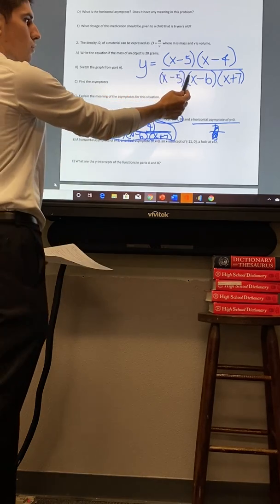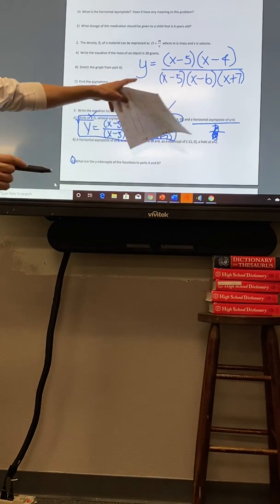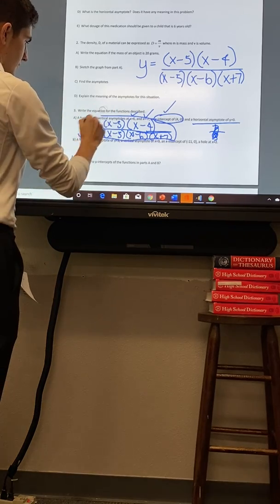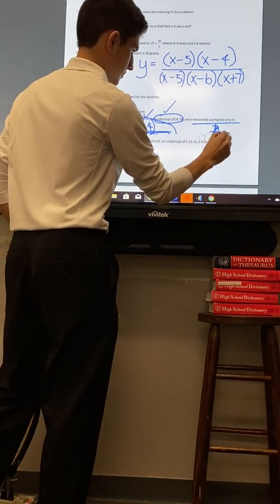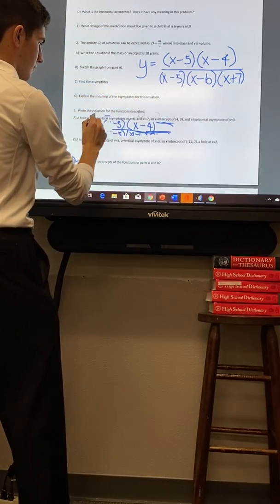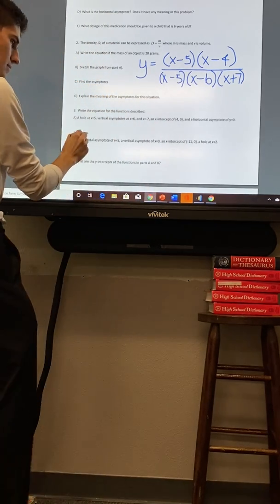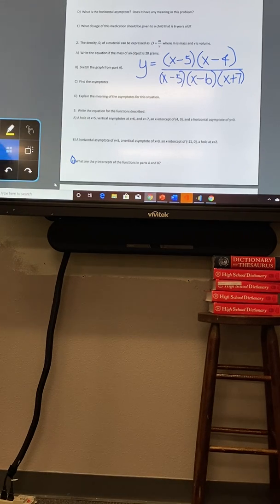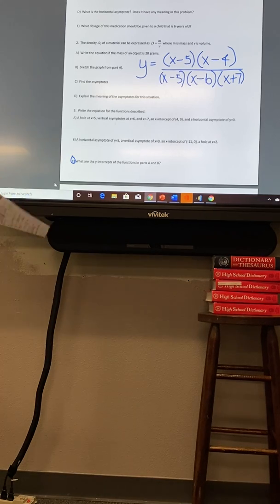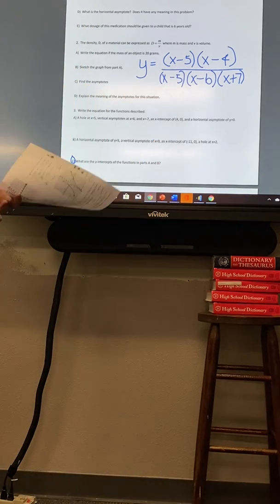I'm going to leave this one up because we do have a part C where it asks for the y-intercept. So I'm going to leave that one up here, but erase this information. Okay, so now we're looking at part B, where we have a horizontal asymptote of y equals 5, a vertical asymptote at x equals 9, and an x-intercept at negative 11 with a hole at 2.